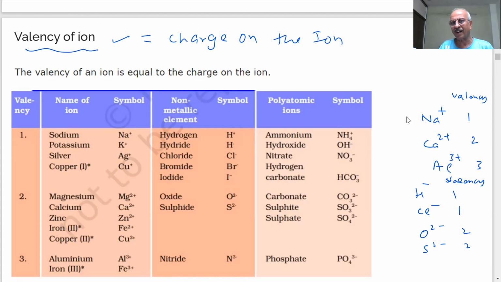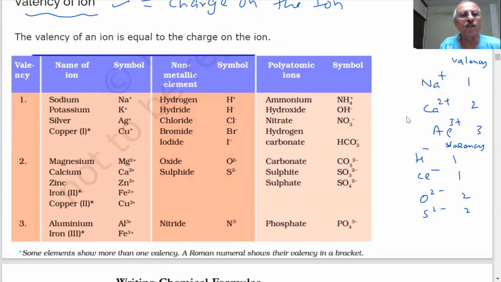Therefore, we must learn this, student. Here we have brought a table for you. In the table, you find the valency of some of the important ions which will be used by us in this class and in some other classes. It is important that you go through each ion and learn their valencies or charge on the ions. Can you learn it? Yes, sir. We have to learn it. There is no other way.